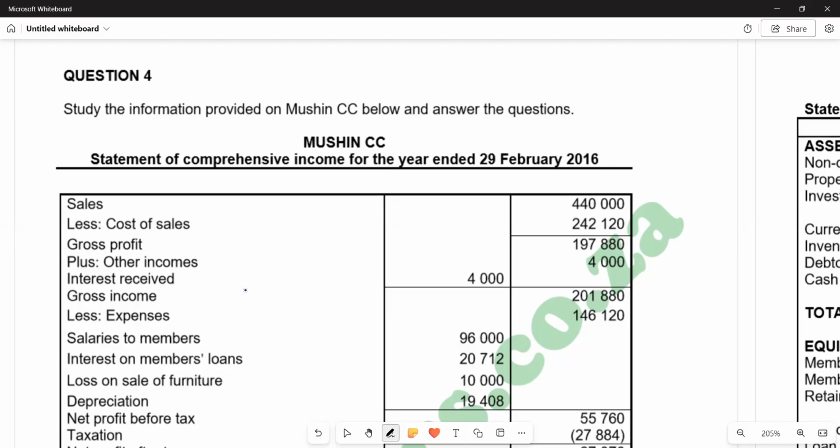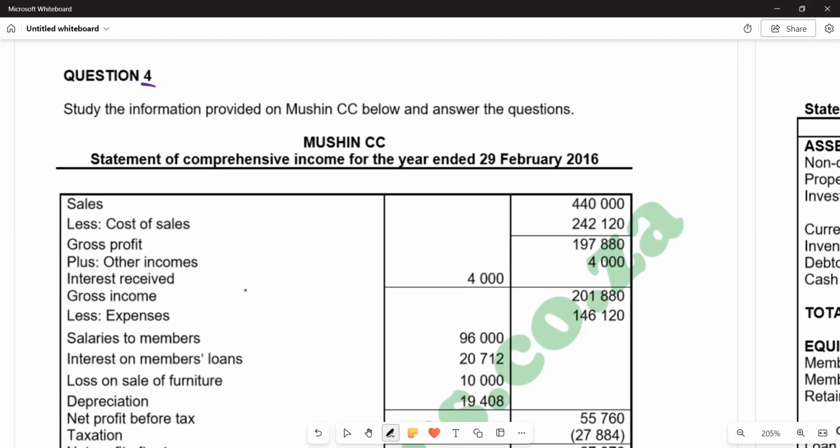So we are going to go through those notes to the statement of cash flow. You know that notes to the statement of cash flow come as pre-calculations that are done before we prepare the statement of cash flow. So we've got a question that we want to look at, which is question 4, and the question reads: standard information provided on the machine. See close corporation below and answer the questions.